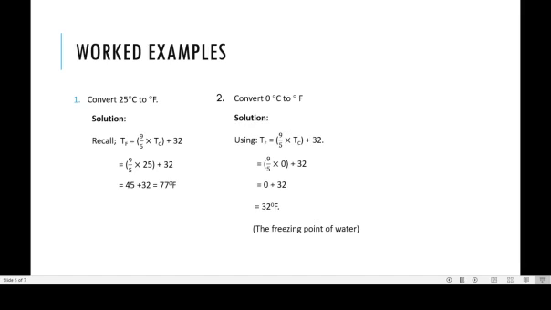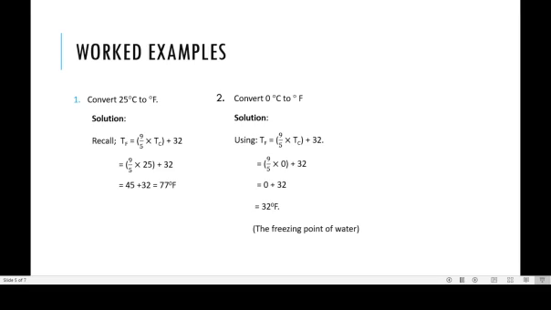So this is the second example. We are asked to convert 0 degrees Celsius to degrees Fahrenheit. 0 degrees Celsius, as you know, its equivalent on the Fahrenheit scale is 32 degrees Fahrenheit. We have said that earlier. So let's see how we are going to get that.